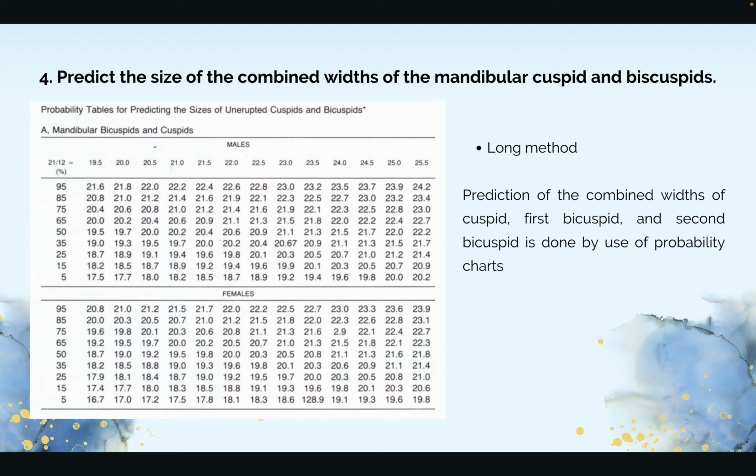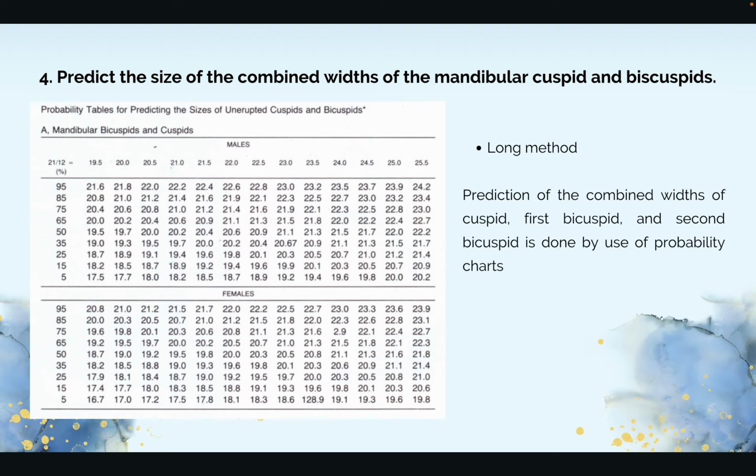So, for the long method, prediction of the combined width of the cuspid, first bicuspid, and second bicuspid is done by use of a probability card. Located in the left column of the mandibular card is the value that most nearly corresponds to the sum of the widths of the four mandibular incisors. To the right is a row of figures indicating the range of values for all the cuspid and bicuspid sizes that will be found for incisors of the indicated size.